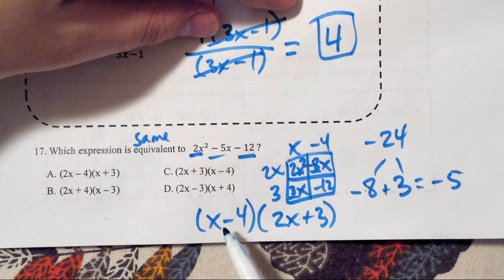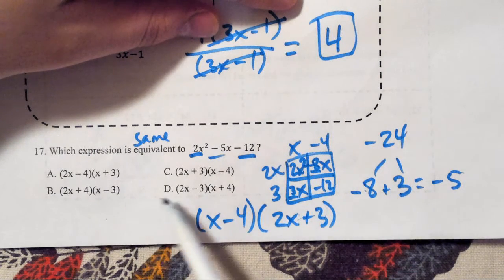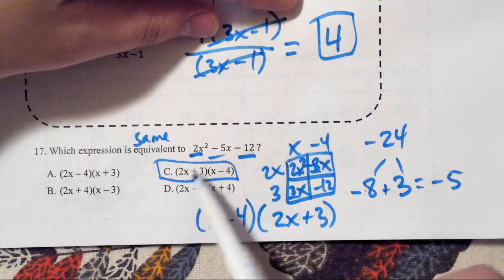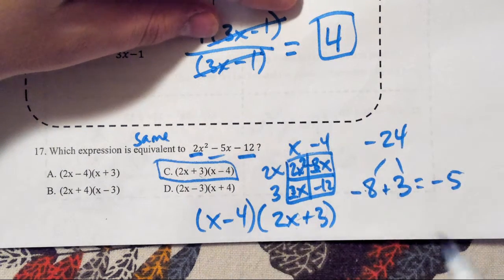So here's an x minus 4. I don't see any other x minus 4s other than this one right here. And that goes with a 2x plus 3. So those match. So that's our answer.